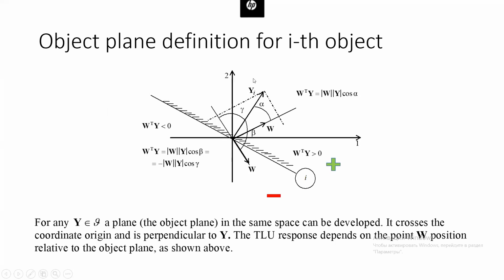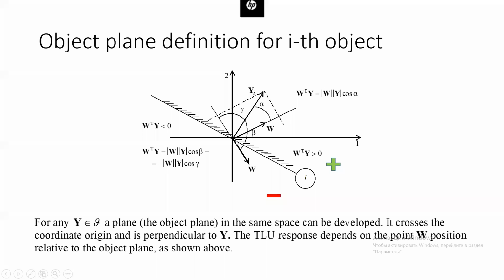We have some object y, and we have some plane perpendicular to this object. In the right part, you have positive projection. In the left part, you have negative projection. You see that our logical unit response depends on the point; our vector position relative to the object plane is shown above.